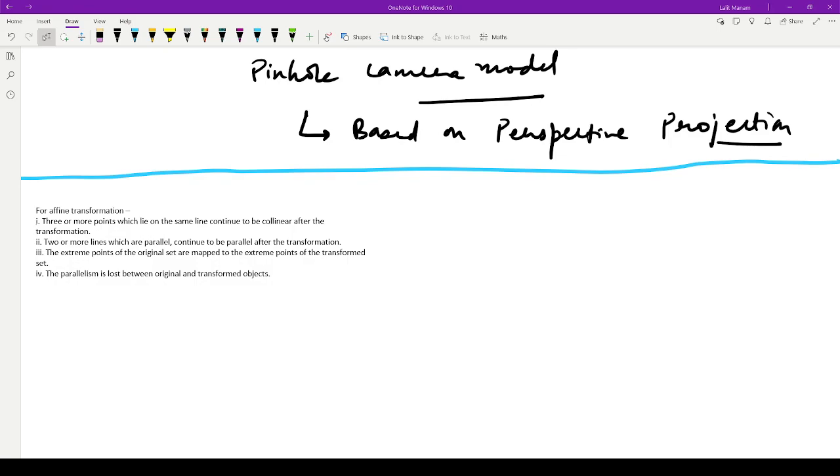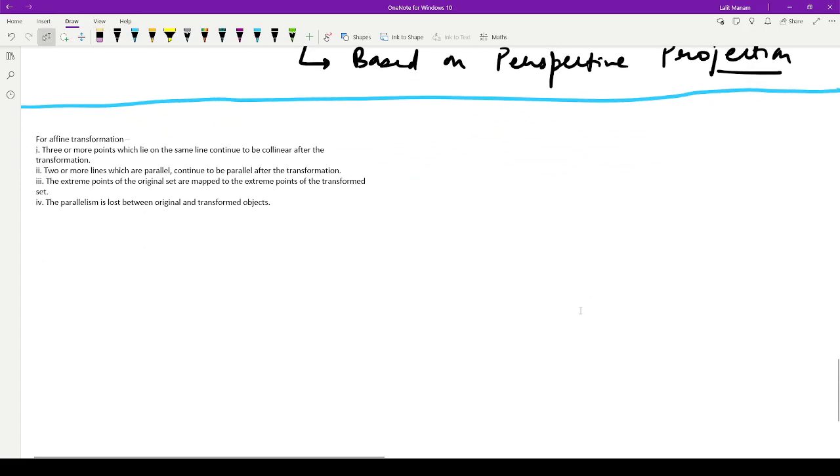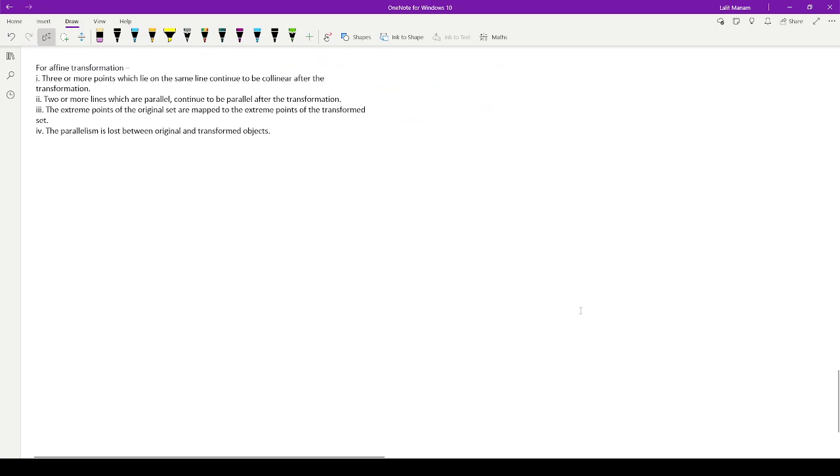This is a rather big question, big in the sense of being slightly more time consuming than the other questions. But it's a really good question to understand what affine transformation means. You are given statements about affine transformation, and you have to say which are true and which are false. We'll go one by one. For affine transformation, three or more points which lie on the same line continue to be collinear after transformation. Is this true or false? True.